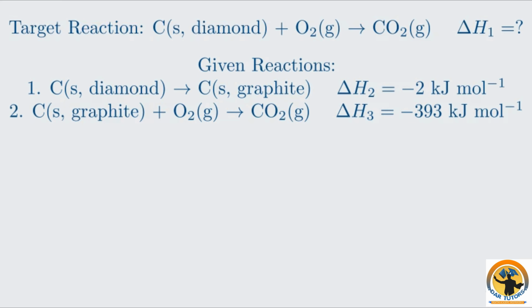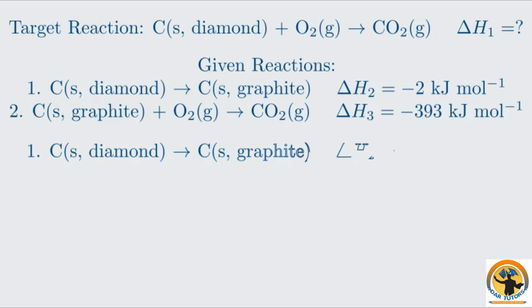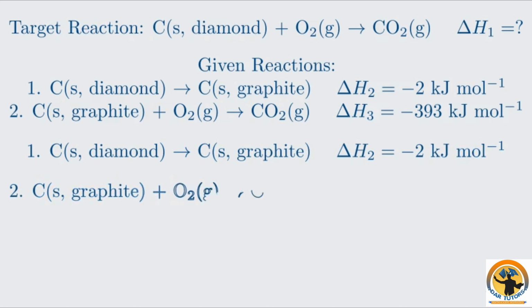Our goal is to manipulate the given reactions to add up to our target reaction. Notice that diamond is on the reactant side in our target reaction, and it's on the reactant side in our first given reaction. So we'll use reaction 1 as is. It also contains graphite on the product side. Next, reaction 2 contains graphite on the reactant side and carbon dioxide on the product side, just like in our target. So we'll use reaction 2 as is.